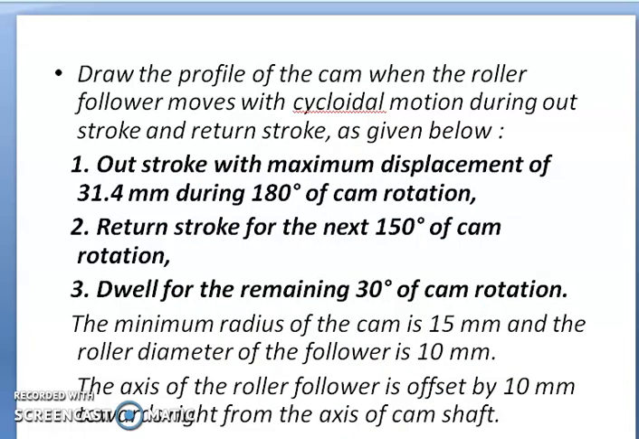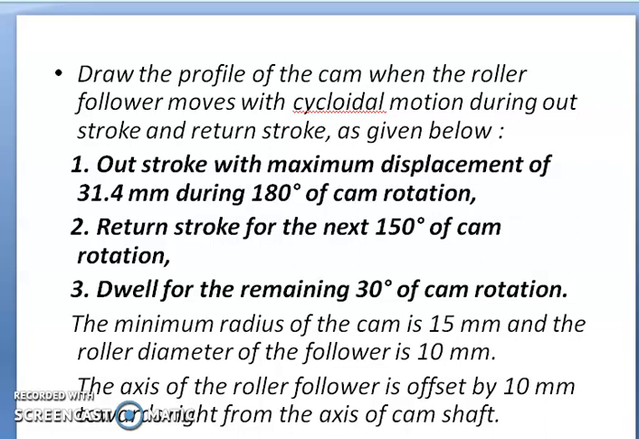So let us consider one more type of follower, which is the roller follower. Draw the profile of the cam when the roller follower moves with cycloidal motion during outstroke and return stroke. Outstroke with maximum displacement of 31.4 mm during 180 degrees of cam rotation. Return stroke for the next 150 degrees of cam rotation.